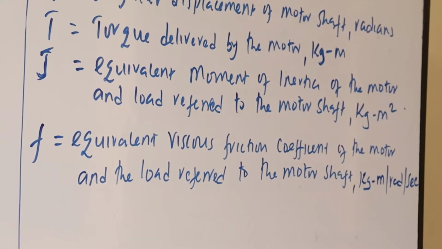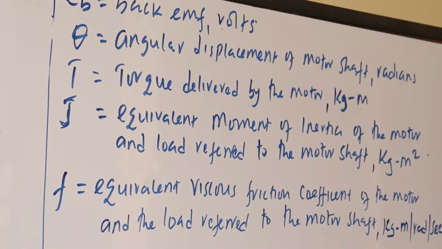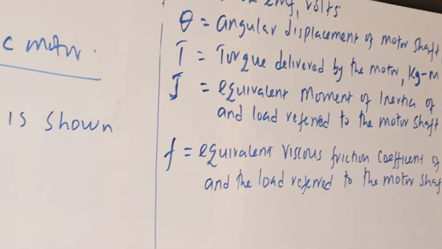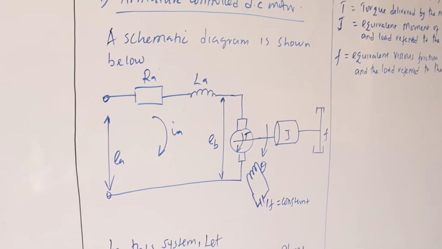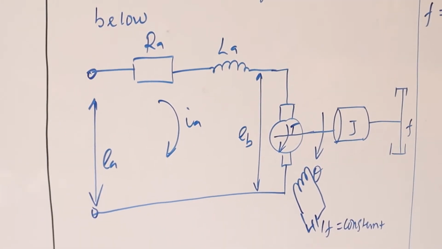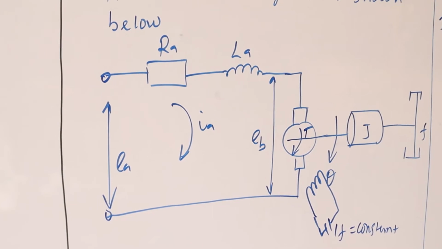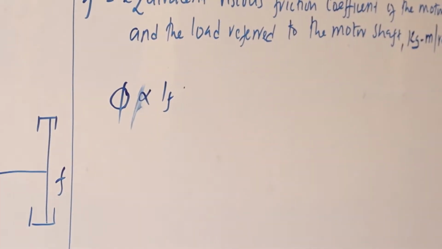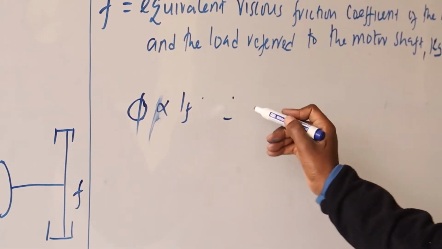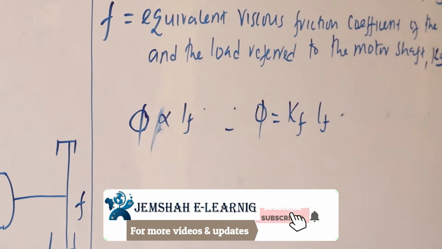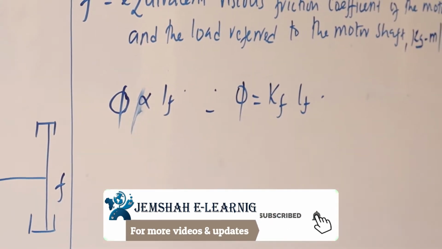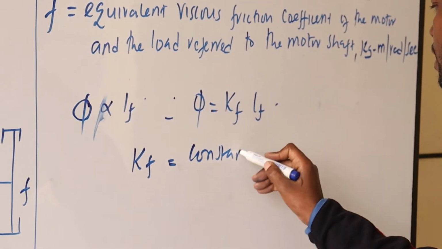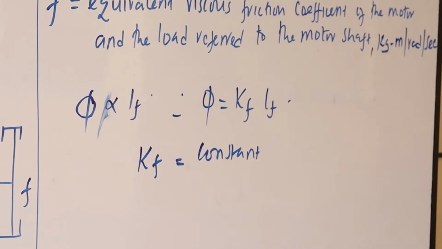The motor torque T delivered by the motor is always proportional to the armature current IA and also the air gap flux phi, which in turn is proportional to the field current. That is, phi is proportional to IF, which means we can say phi equals KF IF, where KF is a constant of proportionality. That is the first expression.